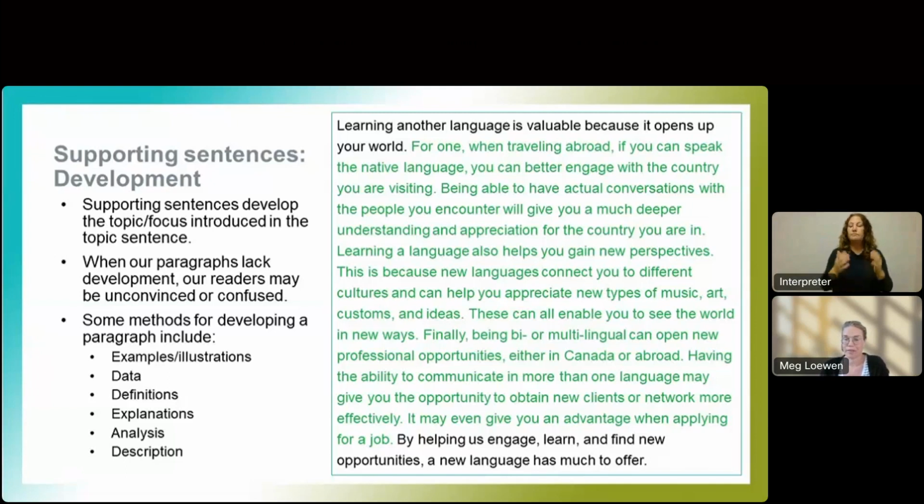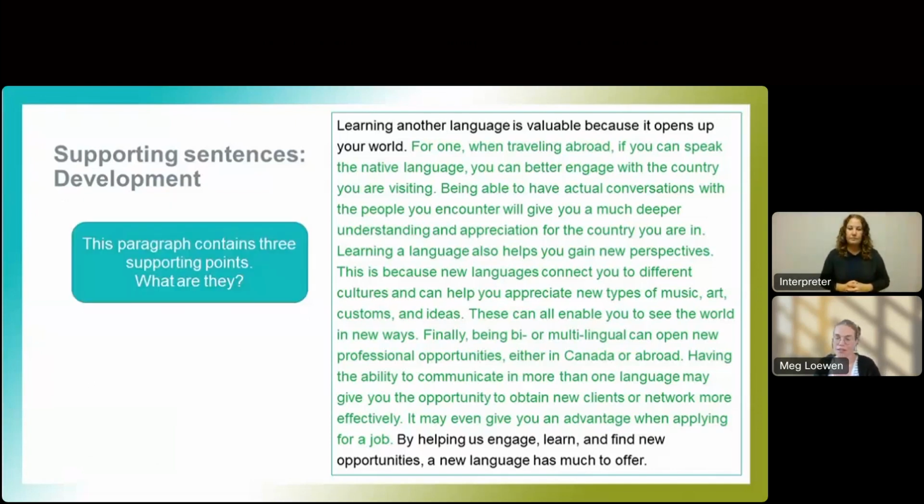And description. So that's when you look at the details, the who, what, where, when, why of things, and describe something for your reader. Depending on the type of writing that you're doing, some of these might be more applicable than others. But these are some ideas that you can use in any of your writing. This paragraph, our sample paragraph here about learning another language, is using explanations or reasons to develop each supporting point.